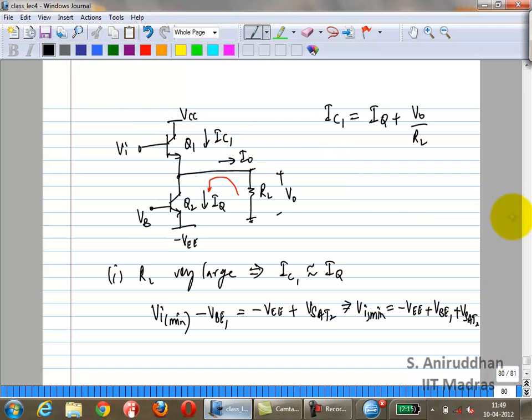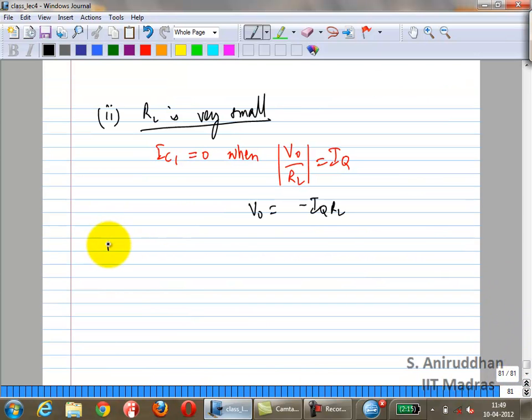And that's what you get from this equation, right? You set IC to 0. There is a chance for Q1 to go into cutoff. Okay, so this is VO equals minus IQRL. Now suppose you want maximum output range. Now when RL is very small, this tells you VO equals minus IQRL. That is when Q1 goes into cutoff, so that gives you one limit.